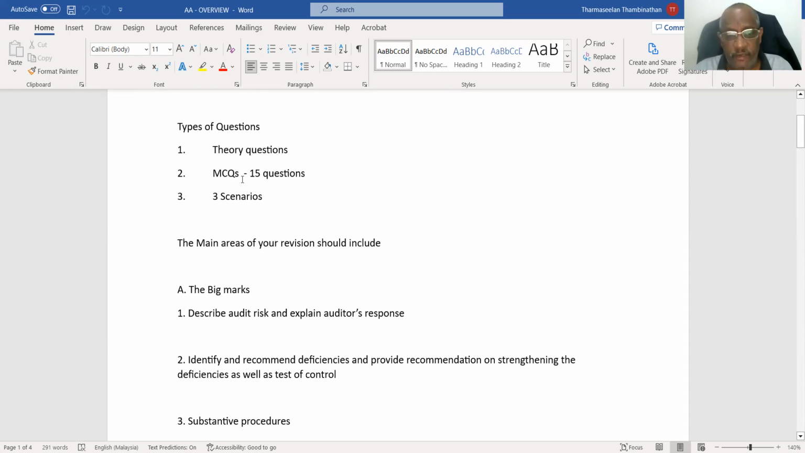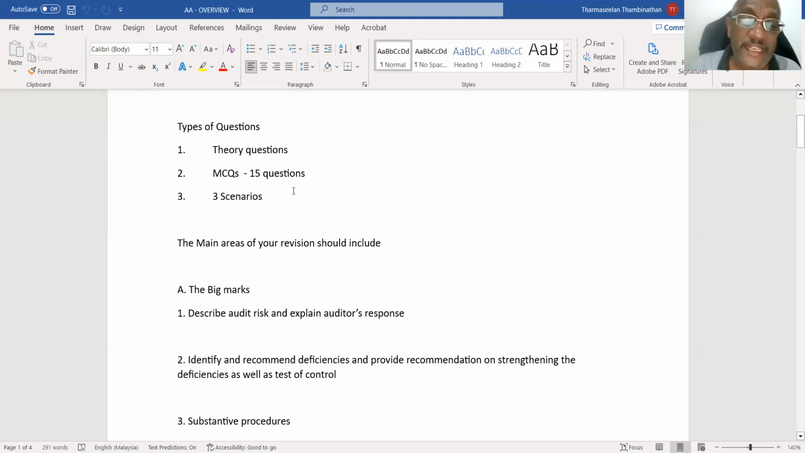MCQs: 15 questions, 30 marks, scenario based. It is definitely going to be scenario based. Practice loads of MCQ questions, which of course you can get in your learning hub. You can look at BPP, Kaplan and the likes, and they've all got questions there. Useful, definitely. And practice is important because remember, it's 30 marks, almost one third of your paper.